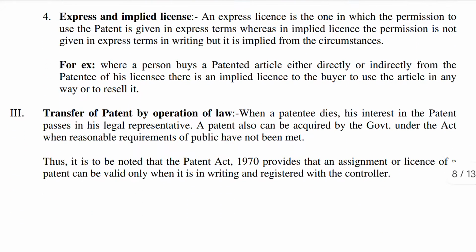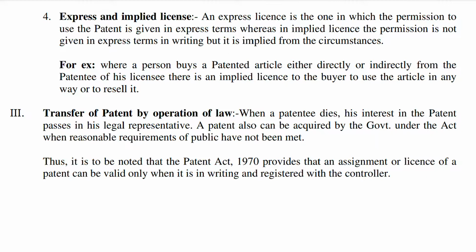Next, it may be in the form of express and implied license. An express license is the one in which the permission to use the patent is given in express terms, whereas in implied license the permission is not given in express terms in writing, but it is implied from circumstances. For example, where a person buys a patented article either directly or indirectly from the patentee or his licensee, there is an implied license to the buyer to use the article in any way or to resell it.